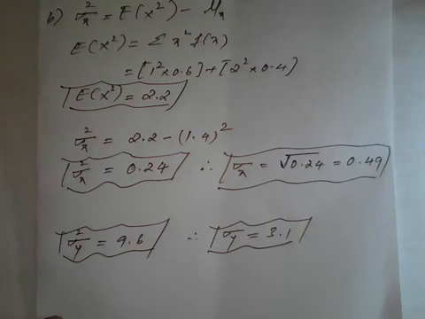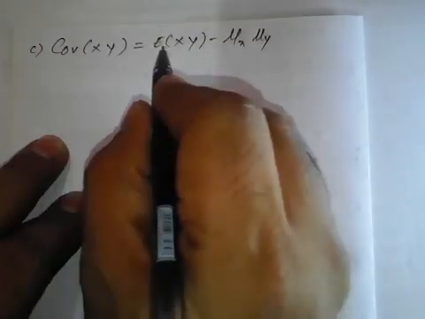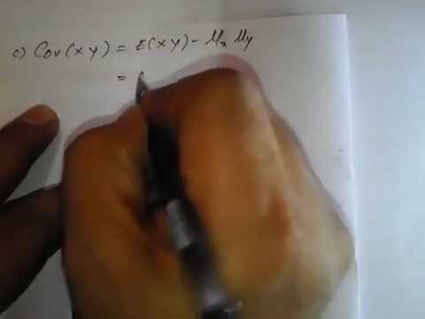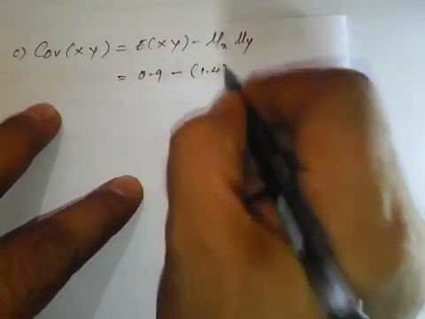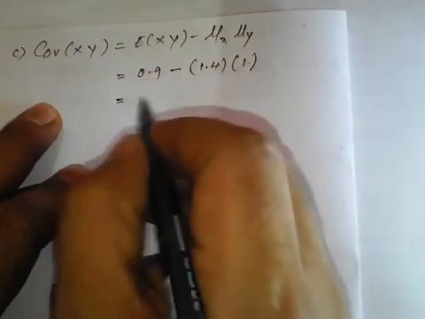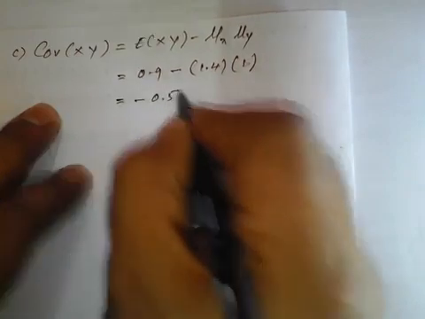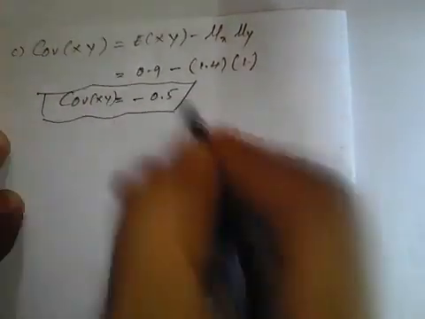So what is covariance? Covariance of xy is nothing but expectation of xy minus mu x into mu y. Just now we have calculated expectation of xy, which is 0.9, so enter the value directly. So it is 0.9 minus, mu of x we got as 1.4 and mu of y we got 1. On simplification we'll get minus 0.5. So covariance of xy will be minus 0.5.